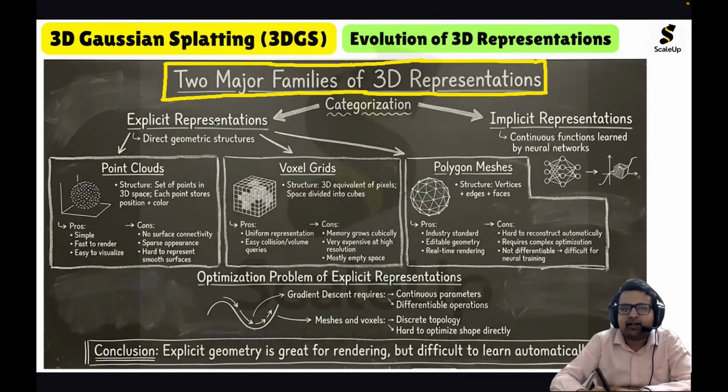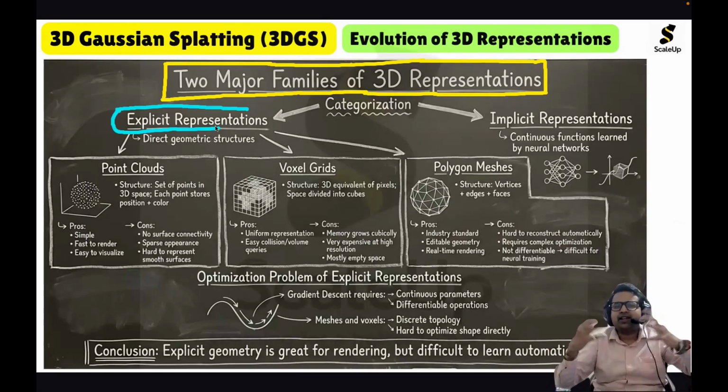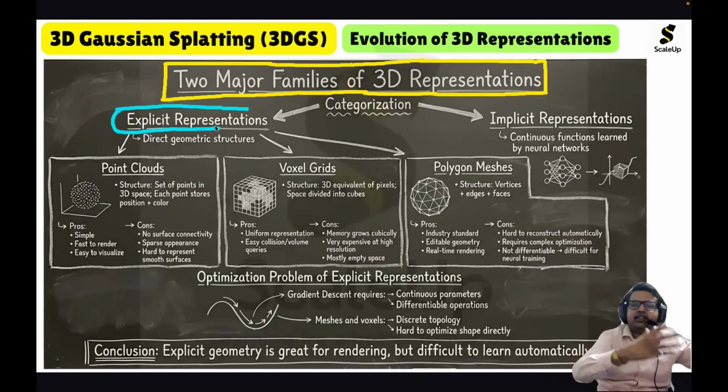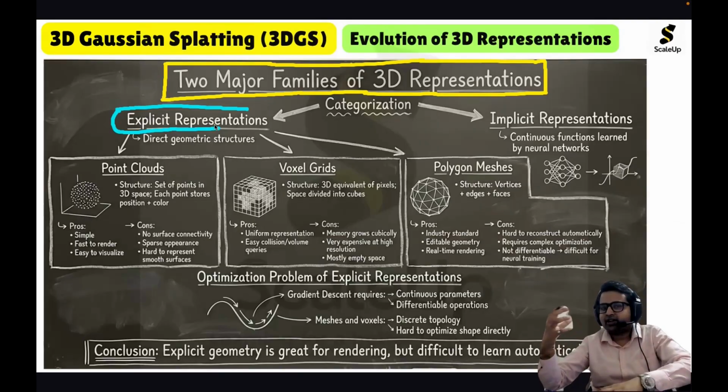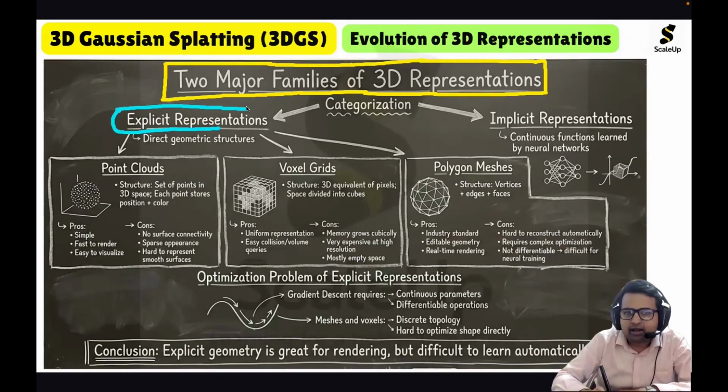So the idea is that if I want to represent a pixel in 3D space, and not only a pixel, it can be a scene also. And what is a scene? Collection of pixels is a scene. So how can I represent a scene in 3D space? I can go with explicit representation, or I can go with implicit representation. So we'll discuss both of these things.